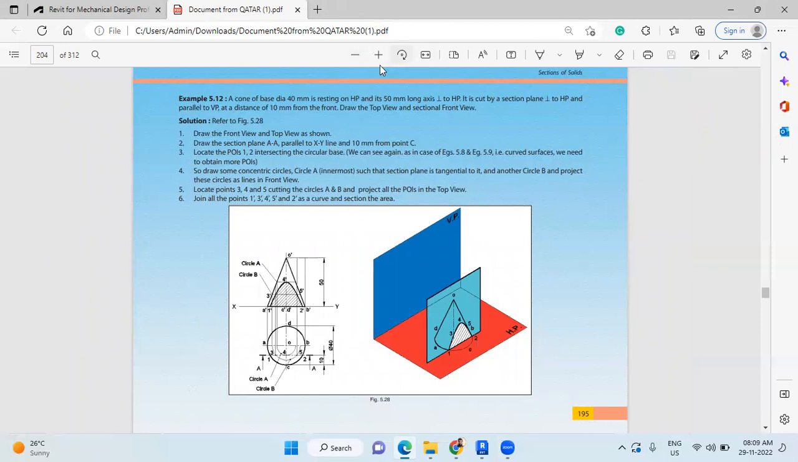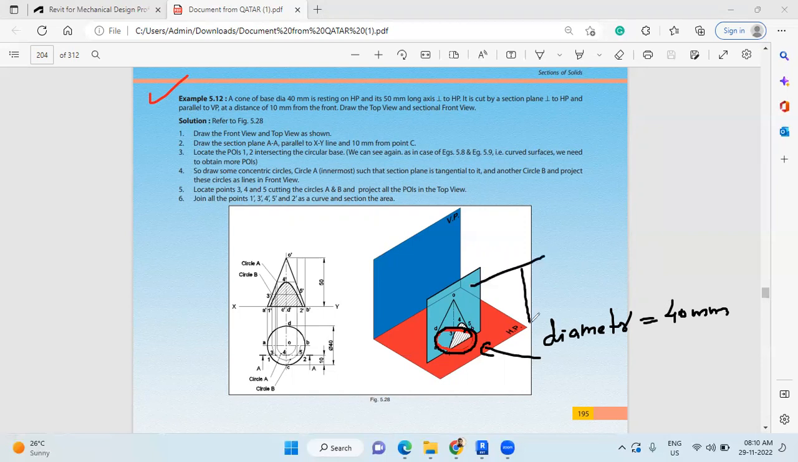So this is a homework. Very, very easy problem. Tell me here, what are the conditions? The cone has a base diameter of 40, resting on HP. So this is my base. What is the diameter of the base? 40 mm. What about the height of the object? 50.